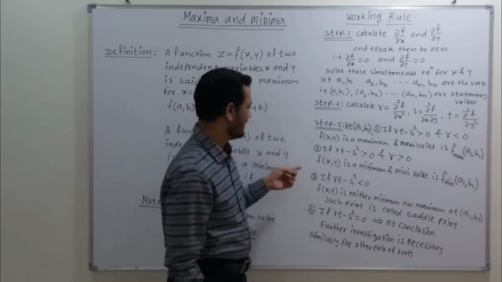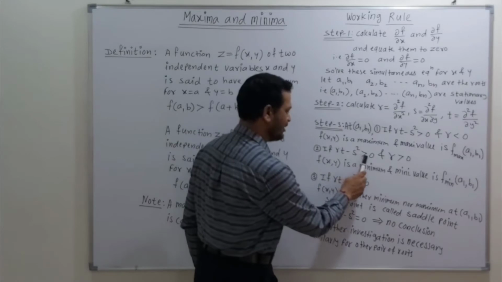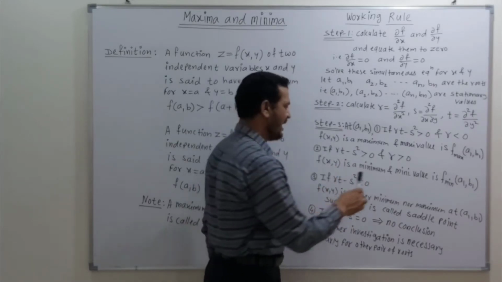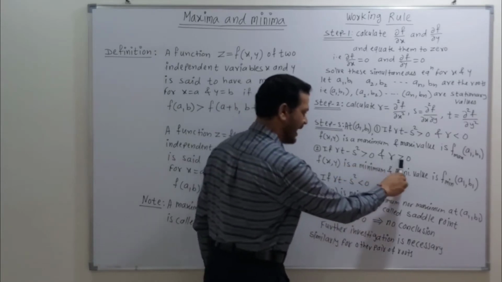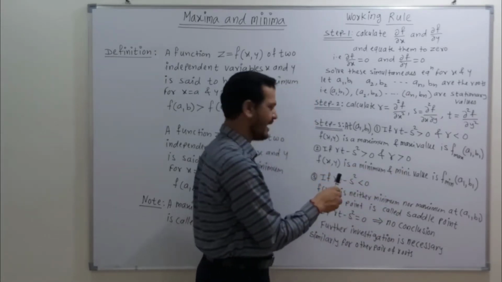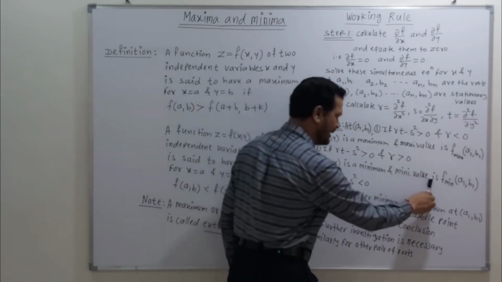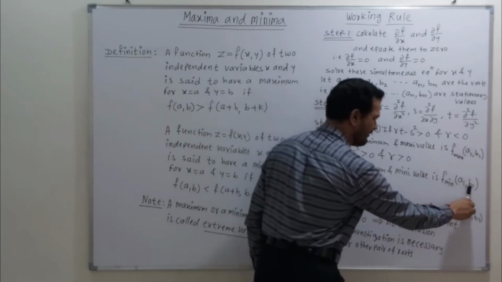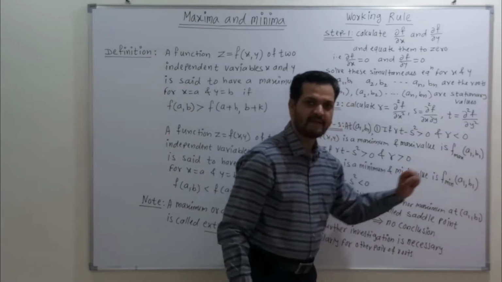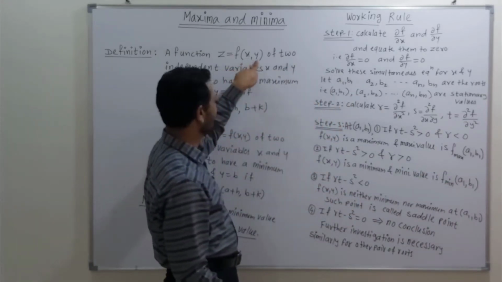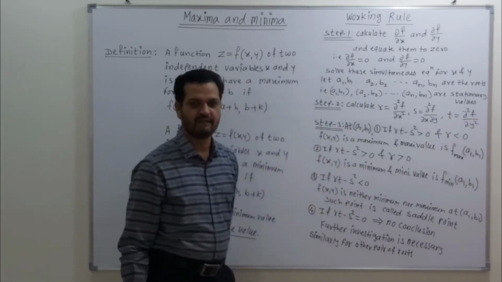Then the second case is that it may be possible that after calculating the value of rt minus s square, this value is greater than 0 and r is also greater than 0. That means rt minus s square is greater than 0, r is greater than 0. In this case, f of xy is a minimum, and we can calculate the minimum value by f minimum of a1 b1. That means in the original function, replace x by a1 and y by b1. So this is the way to calculate the minimum of a given function.